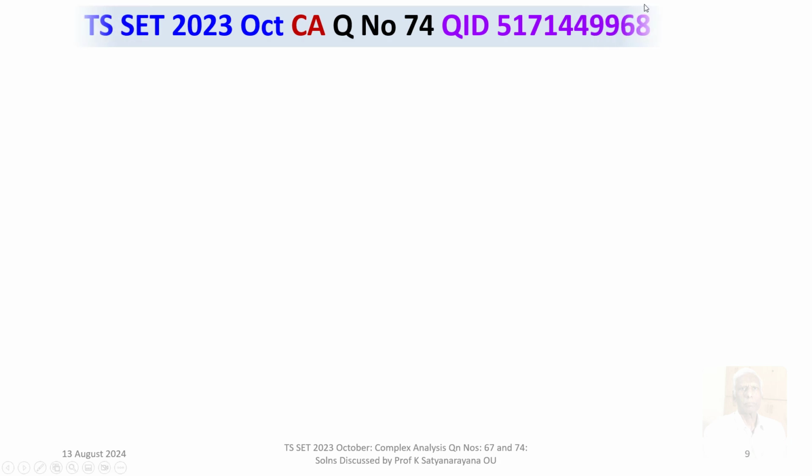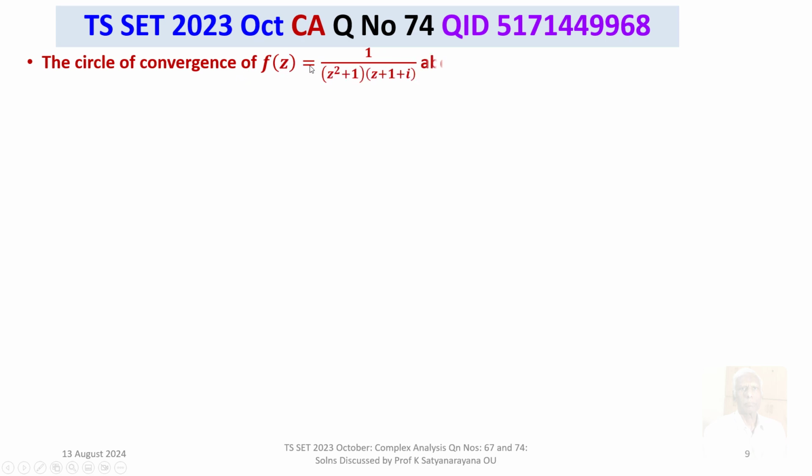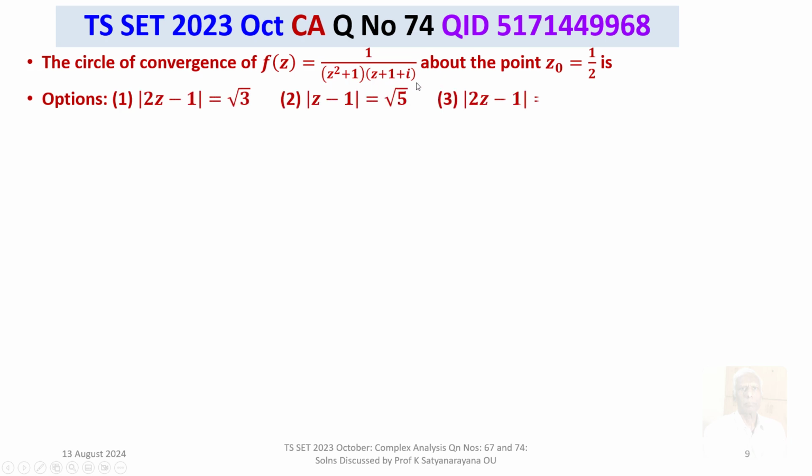Now we move on to the next question. This is question number 74 with this question ID. The circle of convergence of f of z is equal to 1 by (z square plus 1) into (z plus 1 plus i) about the point z naught is equal to 1 by 2, and you are given 4 options.